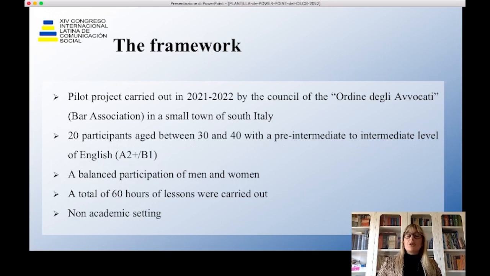This pilot project was carried out in 2021-2022 by the Council of the Ordine degli Avvocati, the Bar Association, in a small town of South Italy, so again it was not a traditional academic setting. Participants were 20, aged between 30 and 40, with a pre-intermediate to intermediate level of English. There was a balanced participation of men and women, and a total of 60 hours of lessons were carried out.